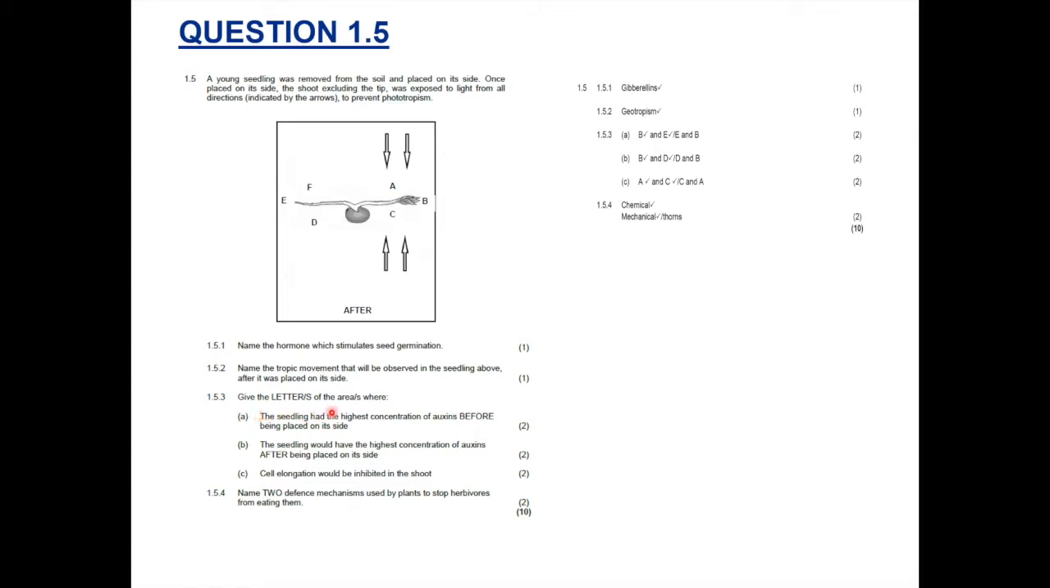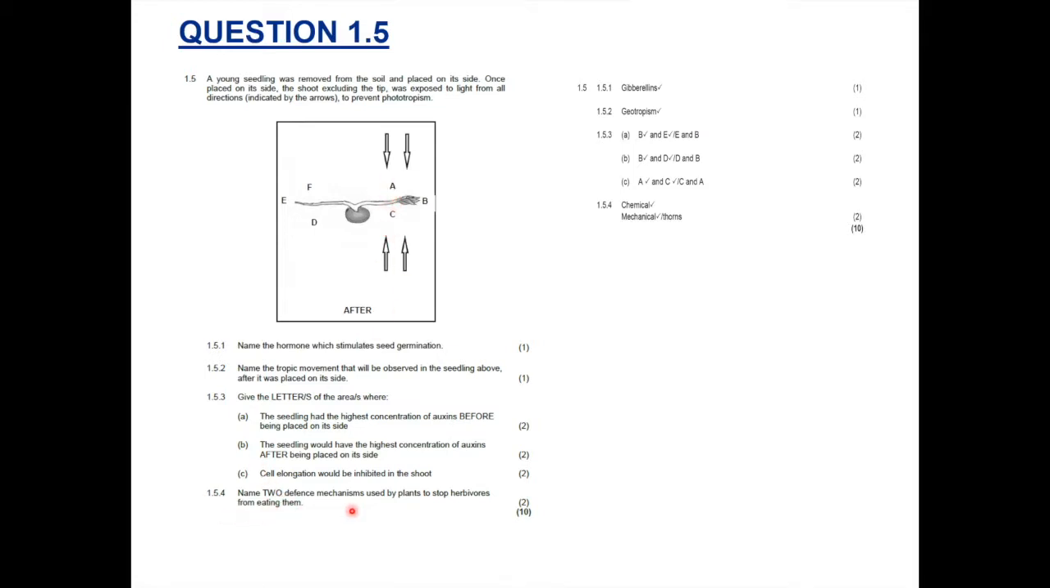1.5.3. Give the letters of the areas where the seedling has its highest concentration of auxin before being placed on its side. That will be B and E at the tips, because that's where auxin is produced in the highest concentration. Where the seedling would have the highest concentration of auxin after being placed on its side, that will still be B, not A and C because it's exposed to light, B, the tip, and D, the underside here of the root. And where cell elongation will be inhibited in the shoot, that will be A and C because it's exposed to light on all directions. So here, growth will be prevented from growing.